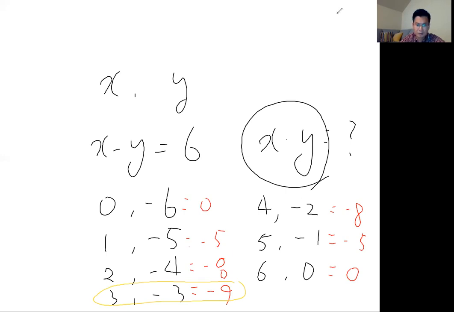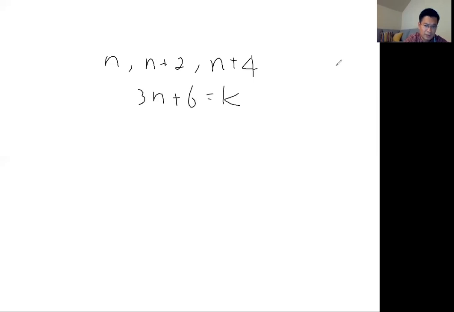The next question. The sum of 3 consecutive odd integers is k. As soon as you see 3 consecutive odd integers, let's say the first number is n. Since it is an odd integer, you have to add 2 more, and then the next one is 4 more. These are 3 consecutive odd integers. If you add all 3, that becomes k. So 3n plus 6 becomes k.